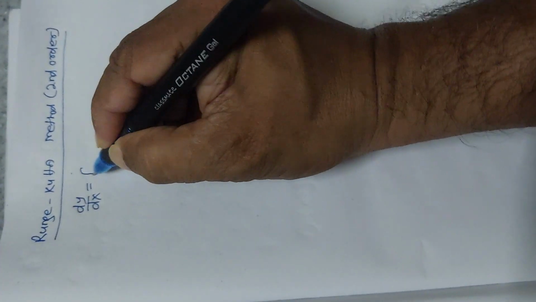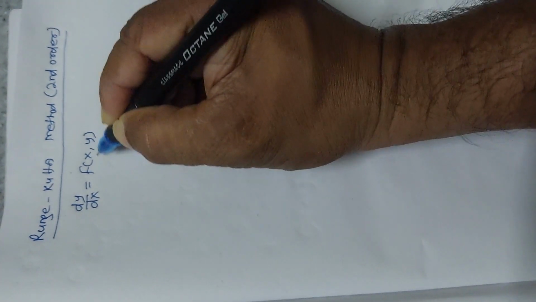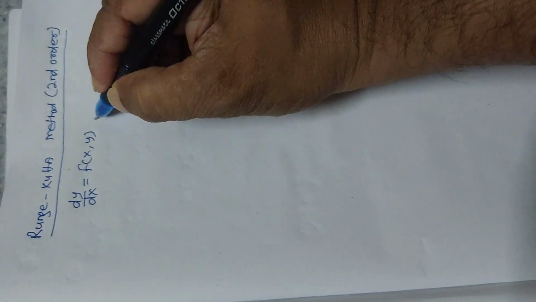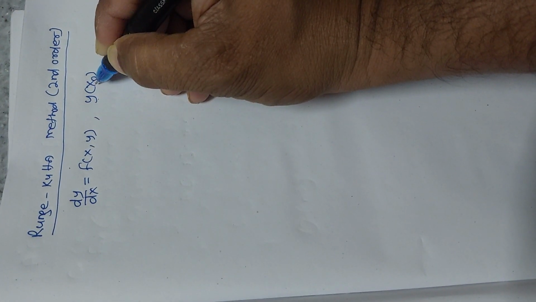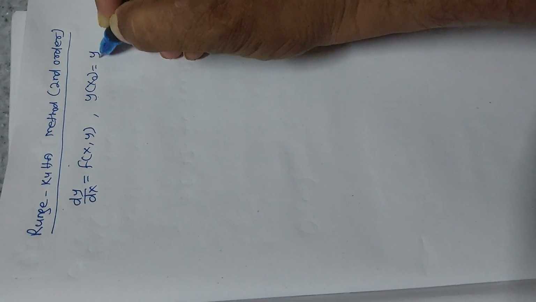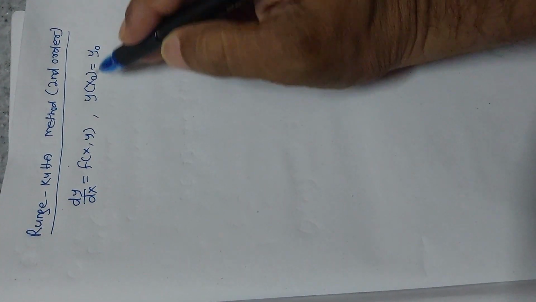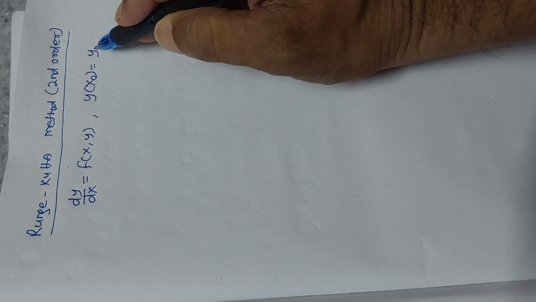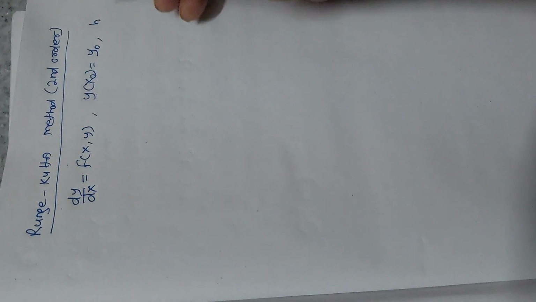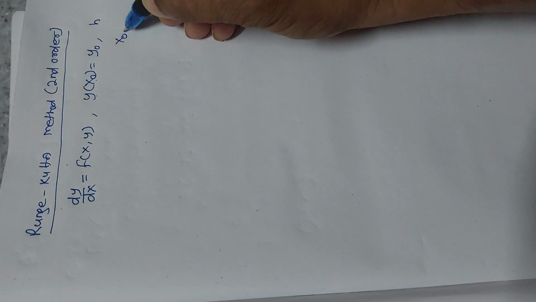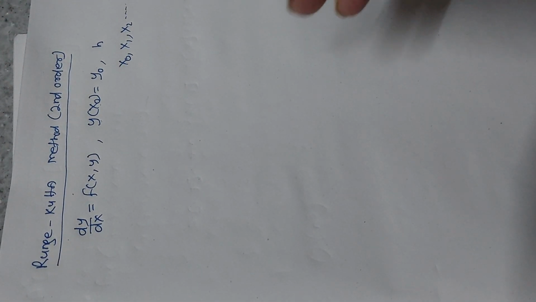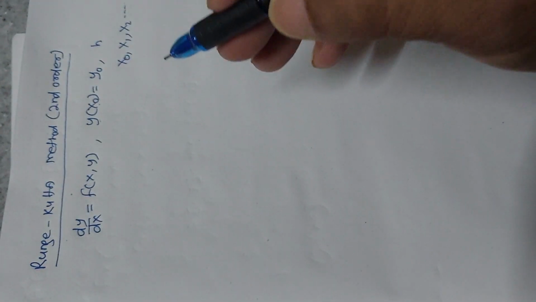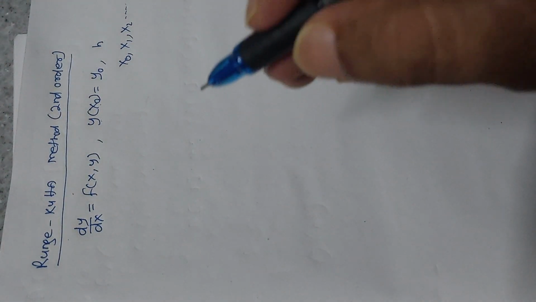dy by dx will be given in the question as a function of x and y. The value of y at a particular point x0 will be y0, and h, which is the common difference between x0, x1, x2, will be given in the question. We have to find out the value of y at a particular value of x. So, what will be the procedure?